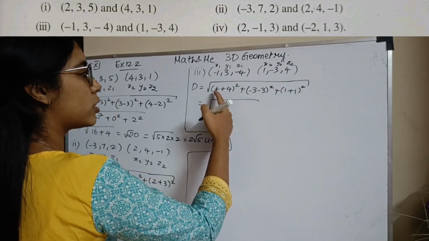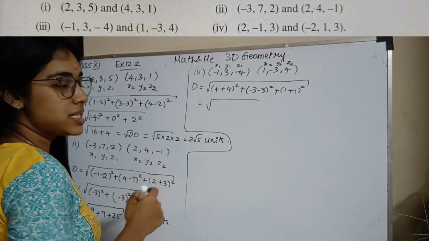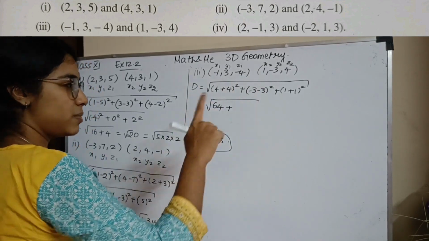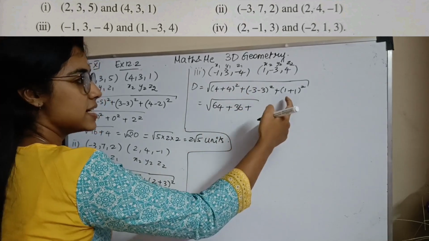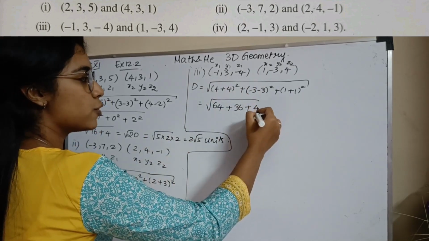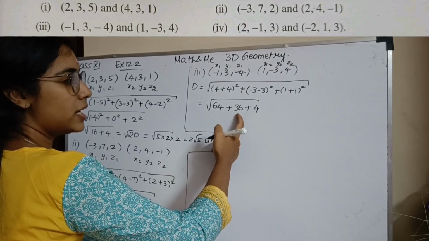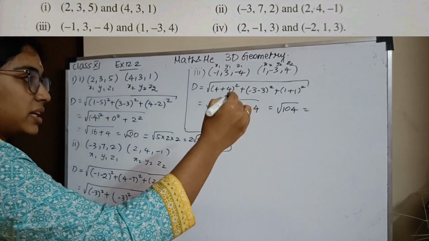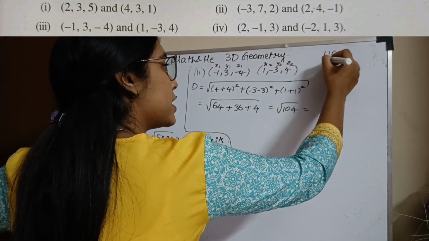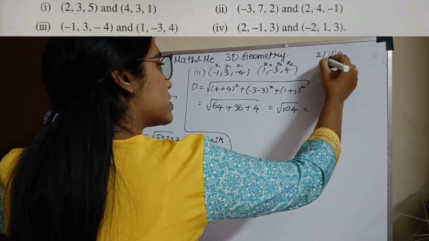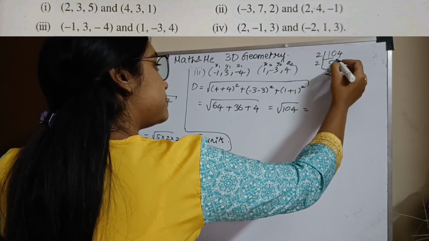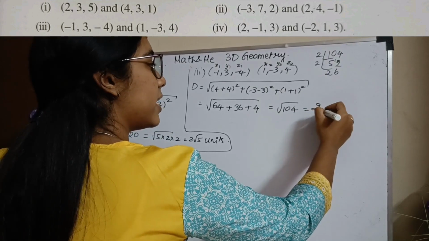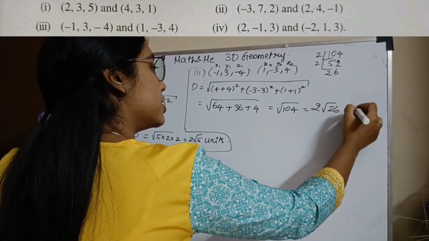So this will be square root of 4 plus 4 is 8. 8 square is 64, plus minus 3 minus 3 is minus 6, minus 6 the whole square is 36, plus 1 plus 1 is 2, 2 square is 4. 64 plus 36 is 100, 100 plus 4 is 104. So square root of 104 can also be written, with prime factorization, as 2 into 2 into 26. So 2 root 26 units.